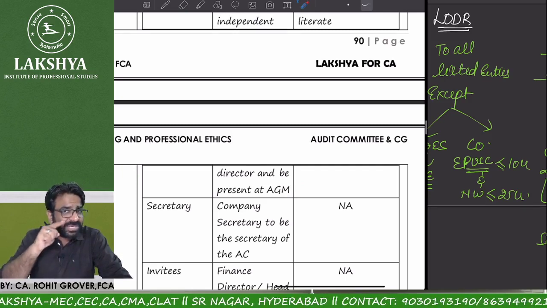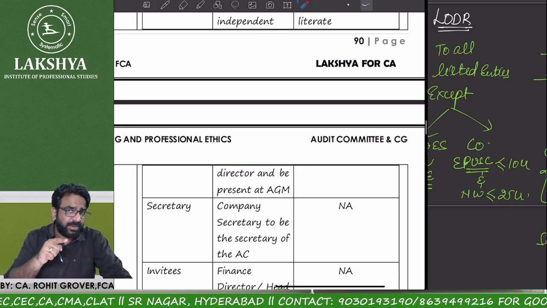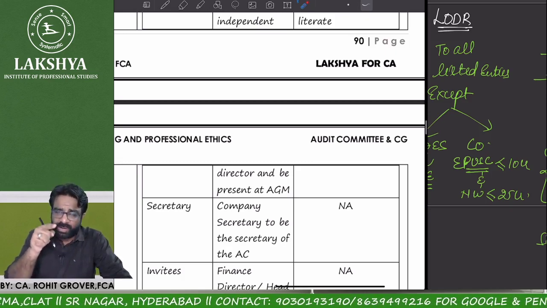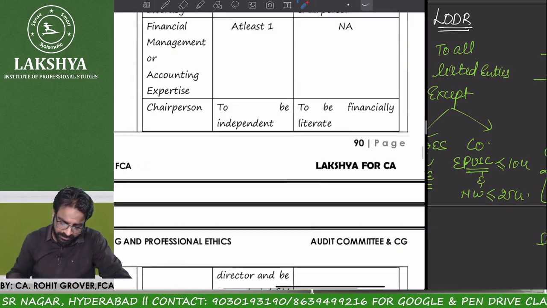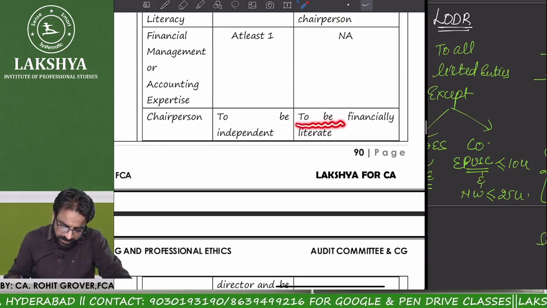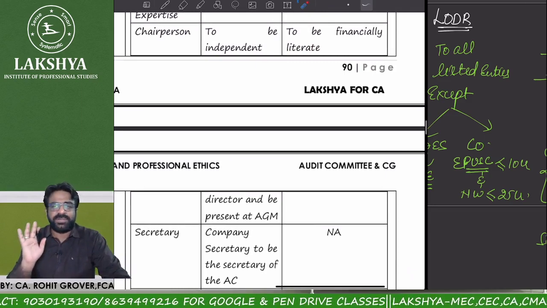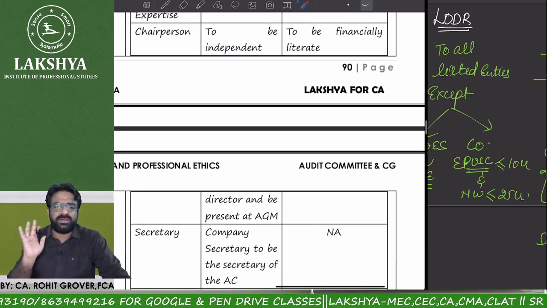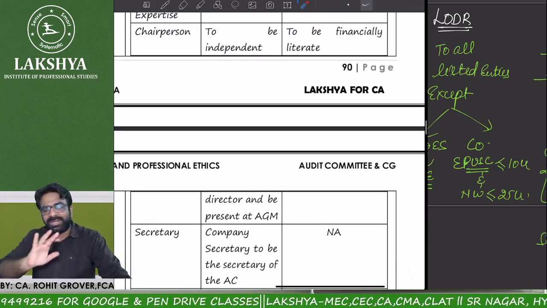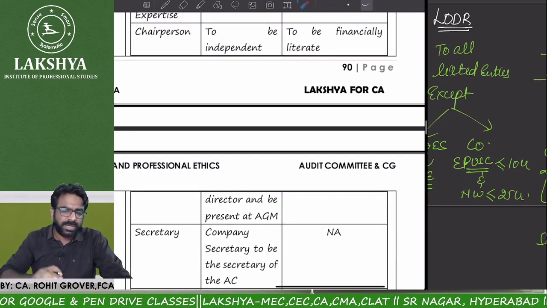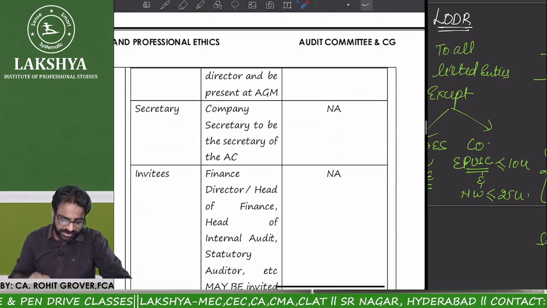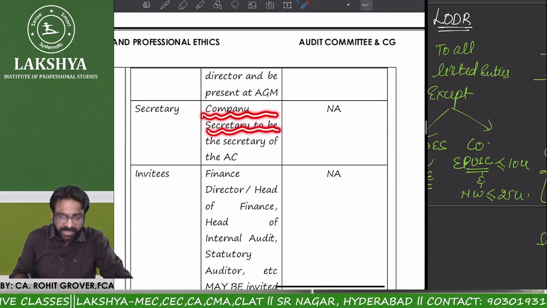And being the chairperson of the audit committee of a listed company under LODR, you have to be present at the AGM. But here, the person needs to be financially literate, which is more than enough. It is not compulsory to be chaired by an independent director. Next, company secretary of the company.